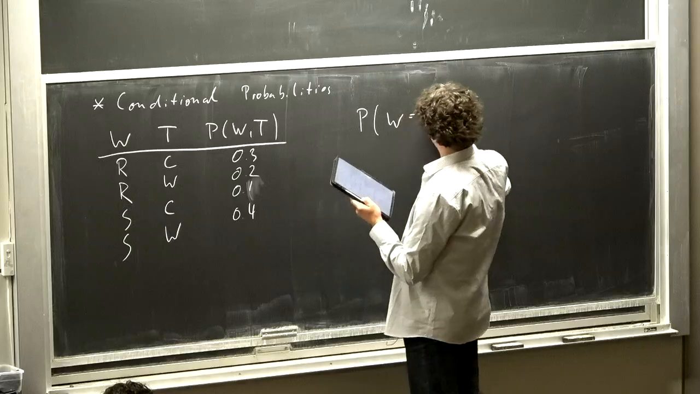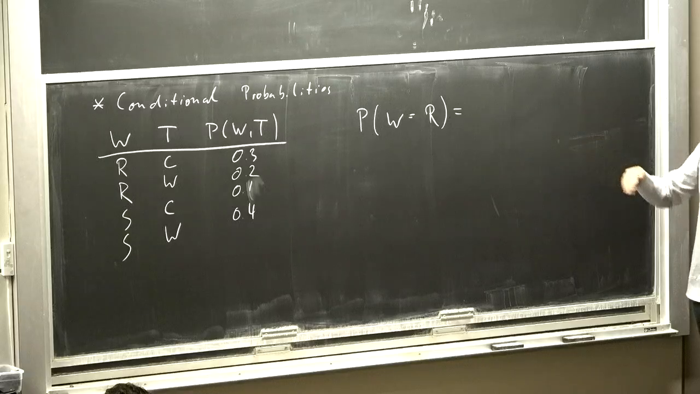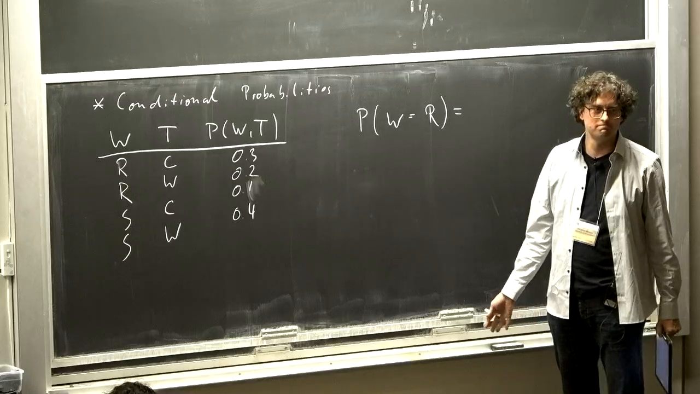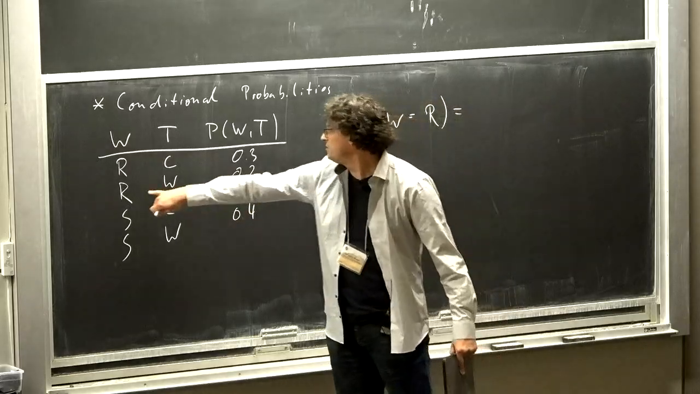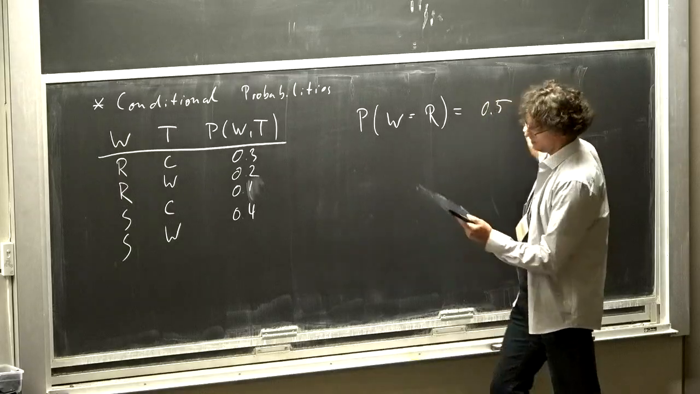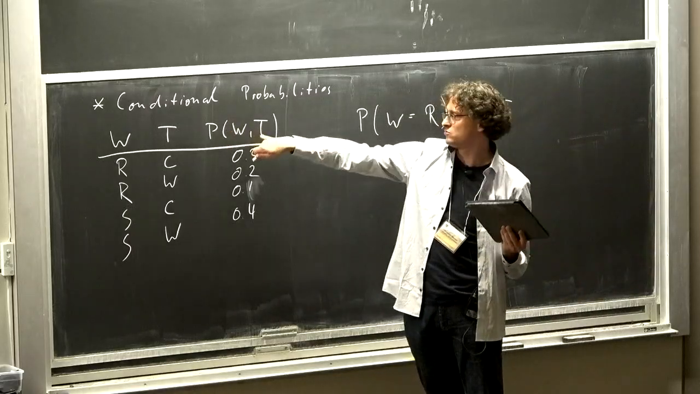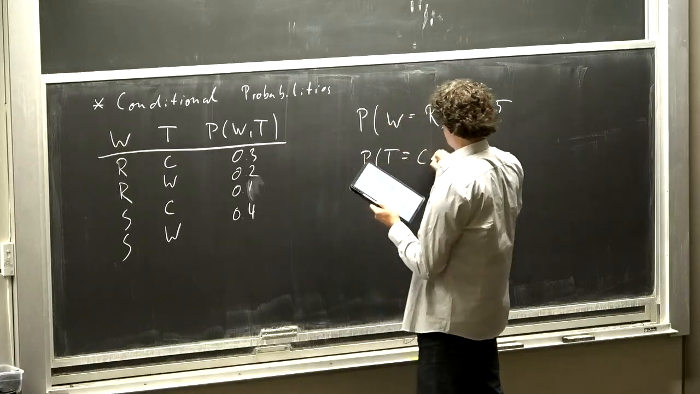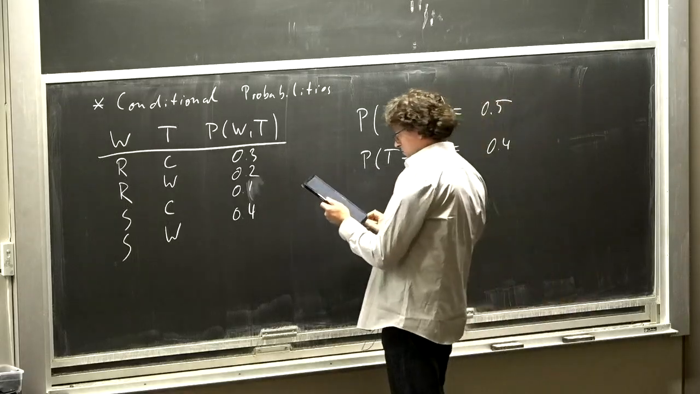For instance, what's the probability that it rains in this setup? This is a marginal distribution. It's 0.5, right? So here you take these two rows, you sum them, that's 0.5. Formally, you obtain this marginal probability distribution by taking this distribution and just summing over all possible values of t. The same, you could also look at the probability that the temperature is cold, then we would get 0.4. Now, this is pretty simple.